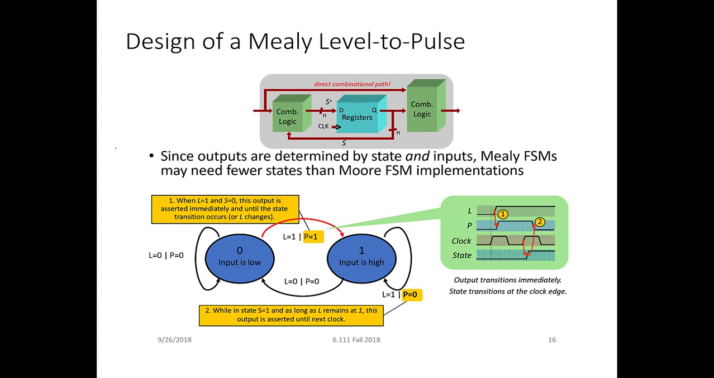Now you can also design a Mealy FSM. Remember that the Mealy FSM has this direct path to the output combinational logic. So the output combinational logic is a function of present state and input. In this case, we can have only 2 states: input is low and input is high.